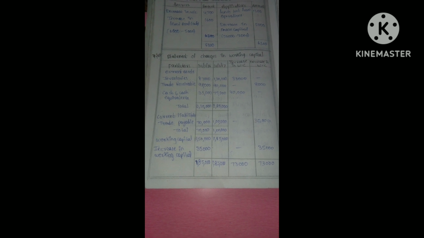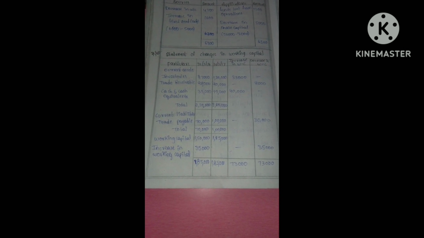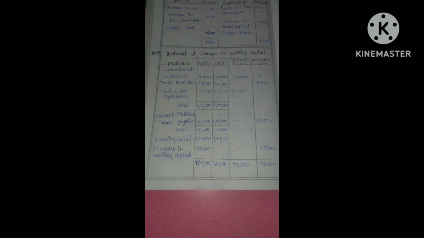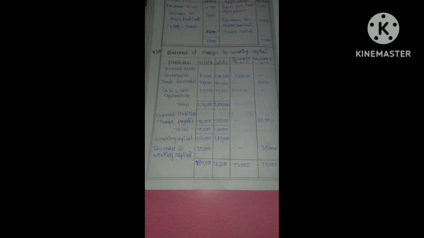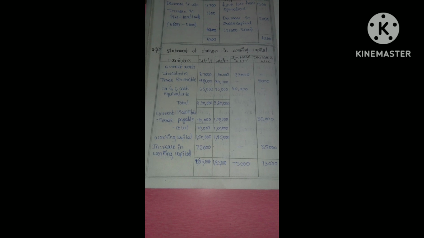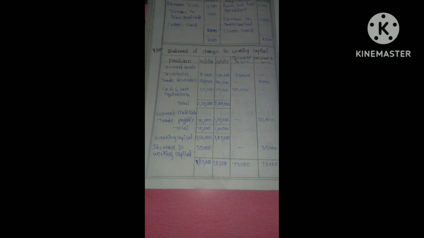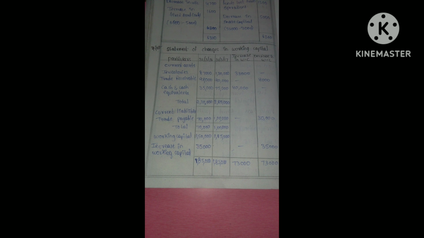First we will calculate the statement of changes in working capital. Draw the pro forma and take current assets. In current assets we have inventories and trade receivables. Take down the values and subtract current year from previous year. So 87,000 minus 1,20,000, we will get 33,000. It is an increase, so we will note it down in the increase in working capital column. Next we have trade receivables. 98,000 minus 90,000, we will get 8,000. It is a decrease. Note it down in the decrease in working capital column.